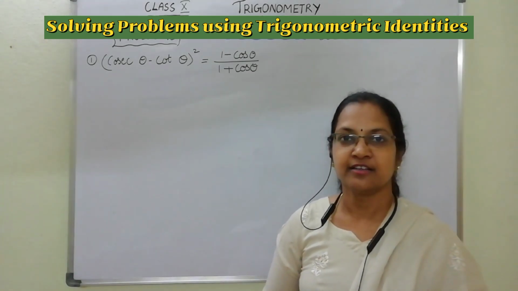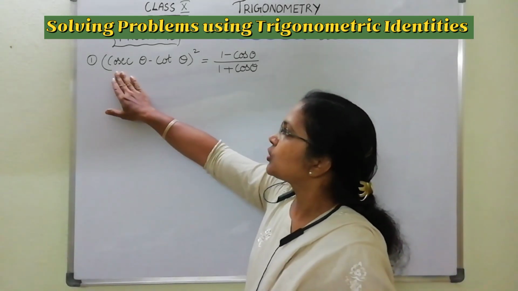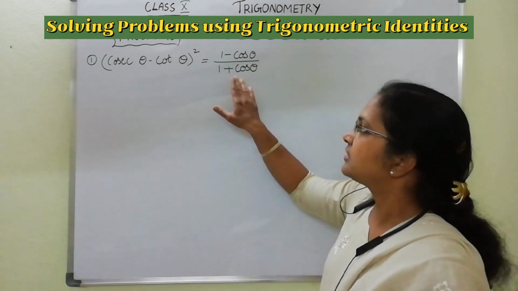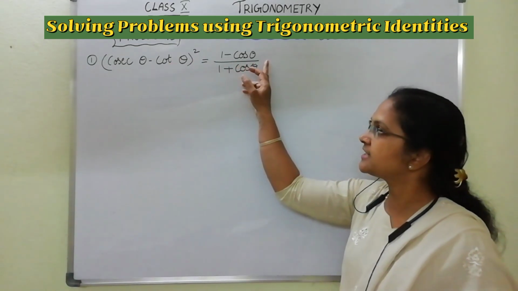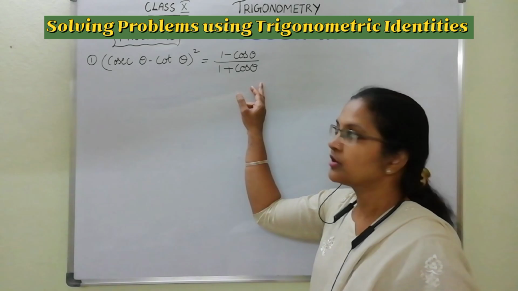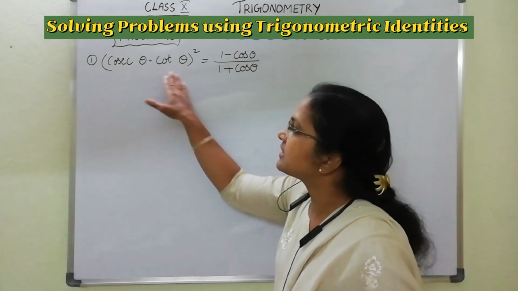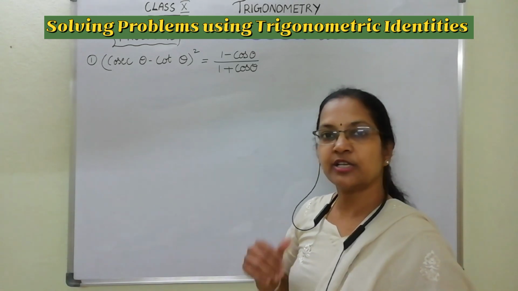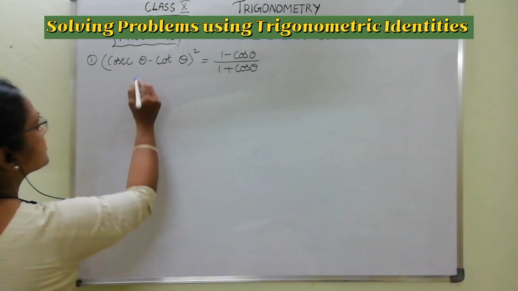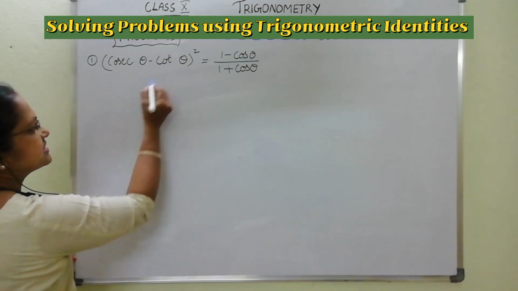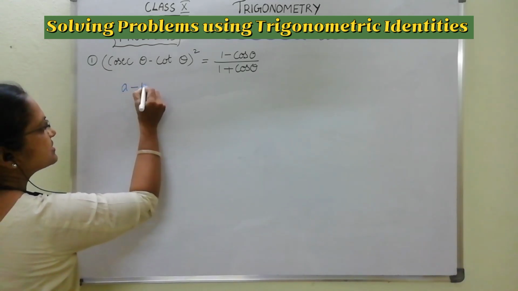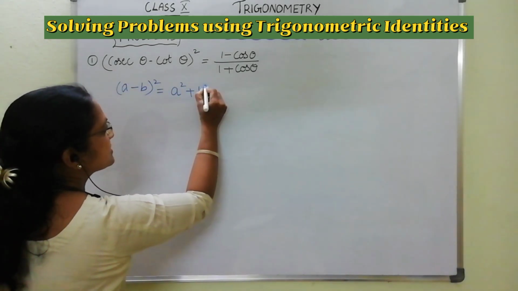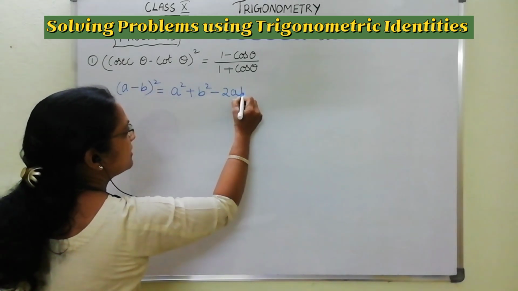Now let's get started. Our first problem is (cosecant theta minus cot theta) whole square. We need to prove that it is equal to (1 minus cos theta) by (1 plus cos theta). By seeing the LHS, we can recollect that it is in the form of (a minus b) whole square. So let us start using (a minus b) whole square. Suppose this is a and this is b. I can apply (a minus b) whole square, which is equal to a square plus b square minus 2ab.